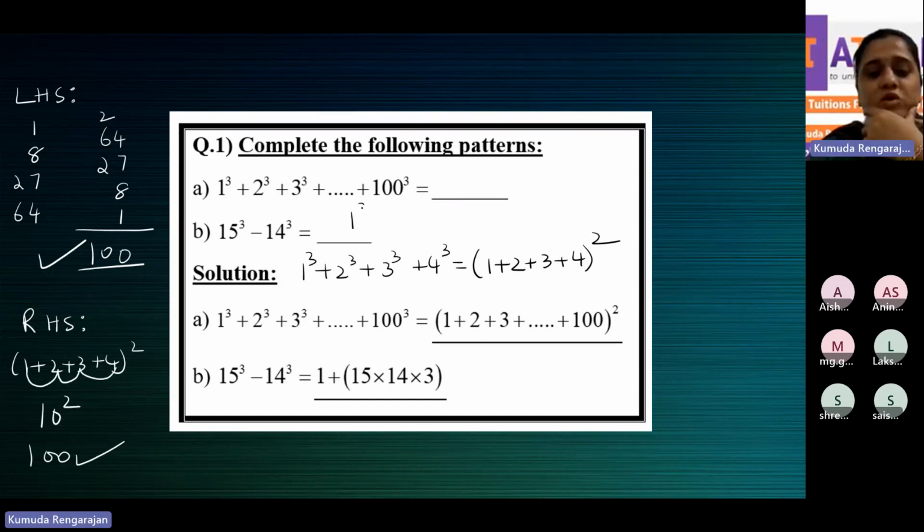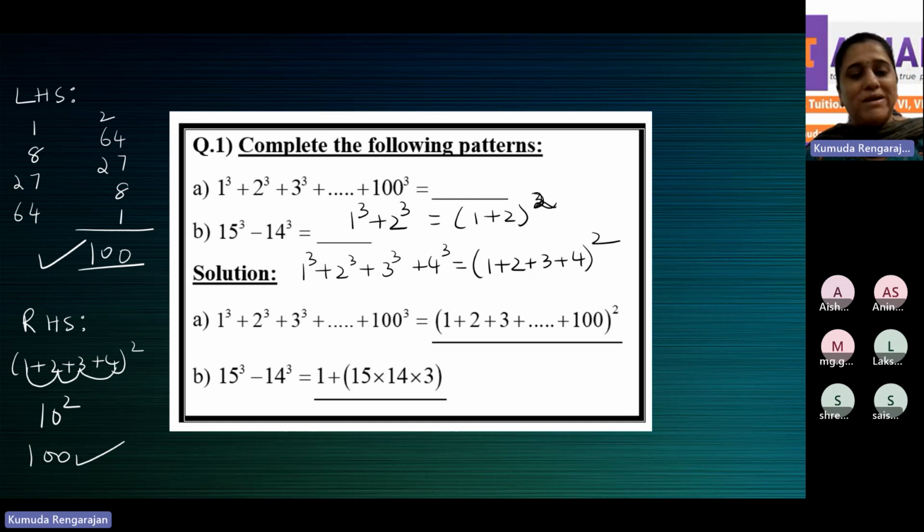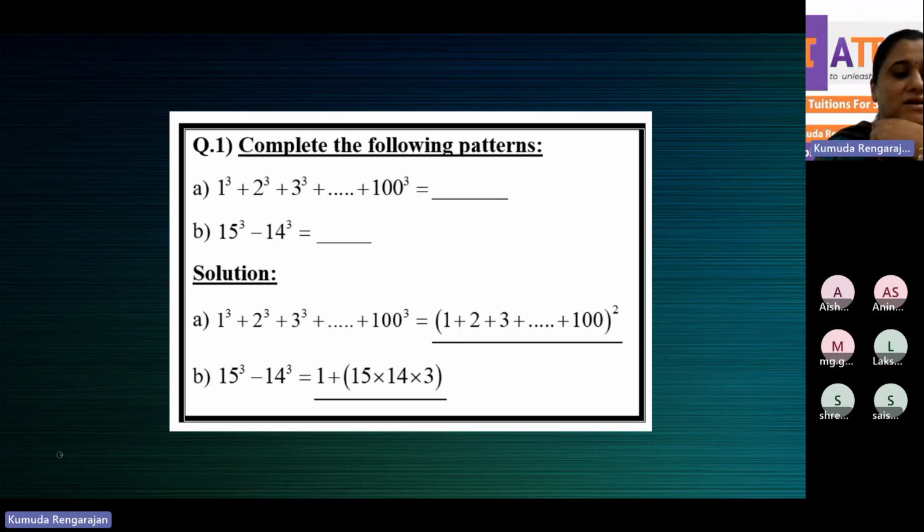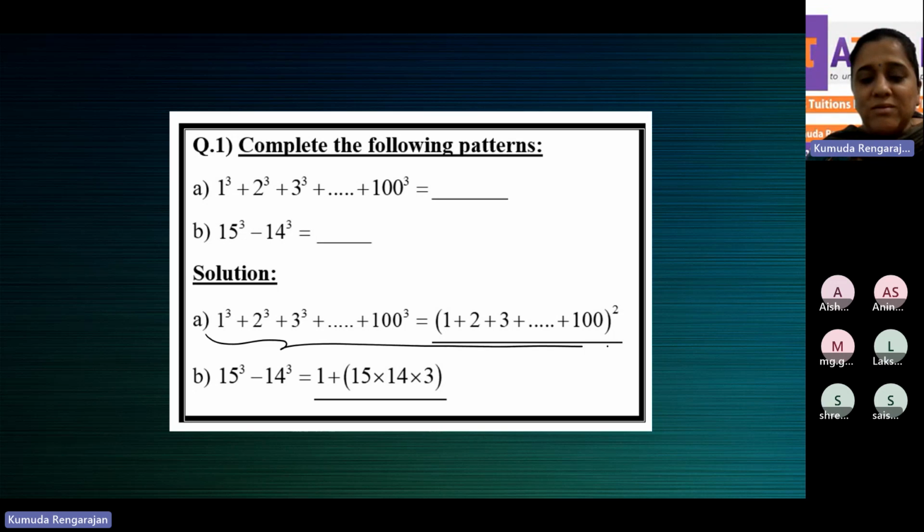You can try this. 1 cubed plus 2 cubed is the same as 1 plus 2 the whole square. 1 cubed is 1, 2 cubed is 8. 1 plus 8, 9. Then 1 plus 2, 3. 3 square, 9. So this is a pattern. Now we don't have to verify this. You just have to complete the pattern.